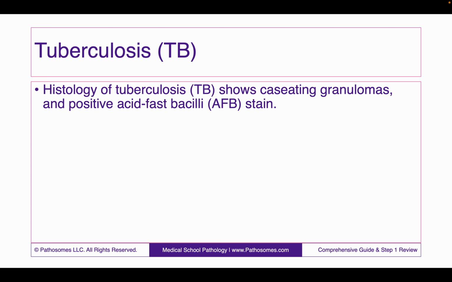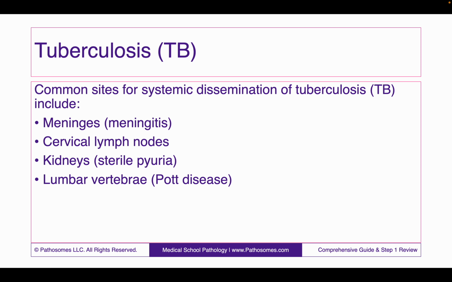The histology of tuberculosis shows caseating granulomas and positive acid-fast bacilli with the AFB stain. Common sites for systemic dissemination of tuberculosis include the meninges, cervical lymph nodes, the kidneys, and the lumbar vertebrae, which goes colloquially by the eponym of Pott disease.